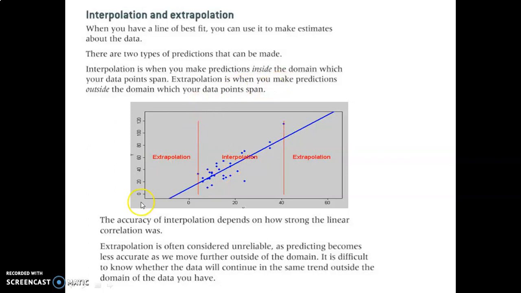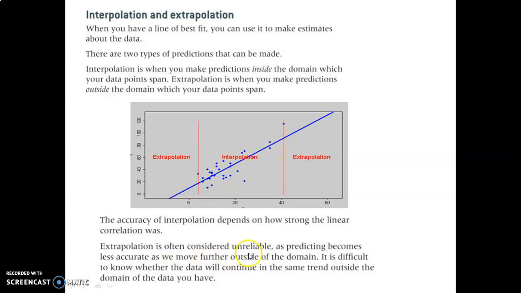Extrapolation is when you make predictions outside of the domain. So here notice we're beyond the first point and here we're beyond the last point. So this is extrapolation. The accuracy of interpolation depends on how strong the linear correlation is. This one looks like a moderate correlation, but if these points were really close together and it was a strong correlation, then this line would be a very good representation of all those points. And therefore, using the line to estimate values along the line is a good estimation of the actual data.